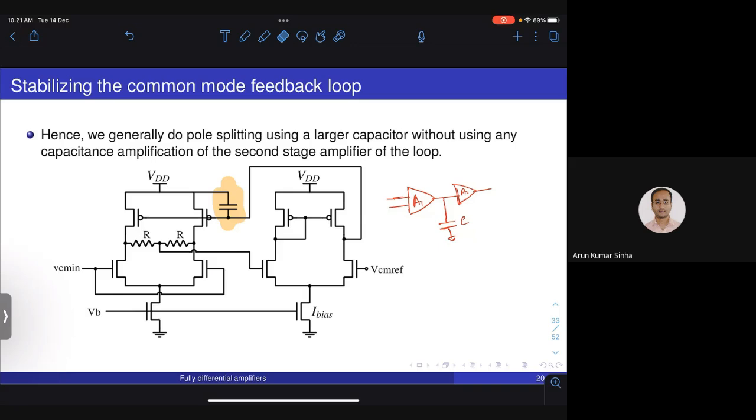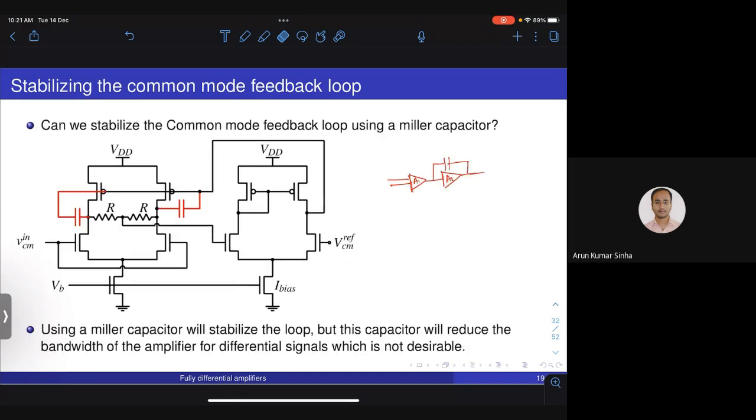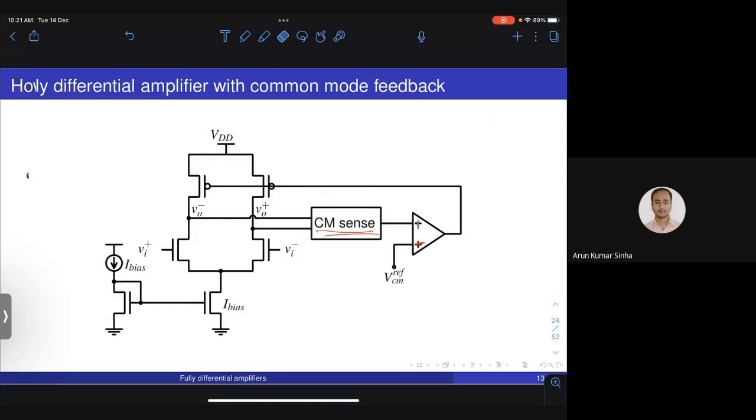What will be the negligible effect? Let's go back to our block diagram picture. What will this negative feedback loop do? Basically, it will try to reduce the error between VCM and VCM ref. It drives this difference to 0.